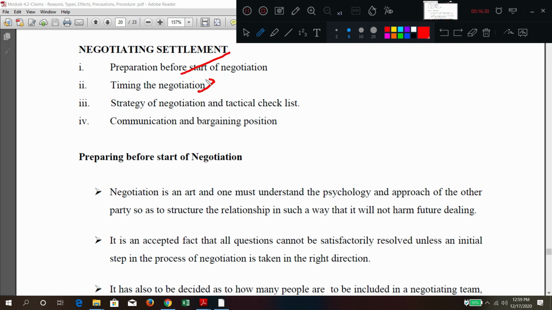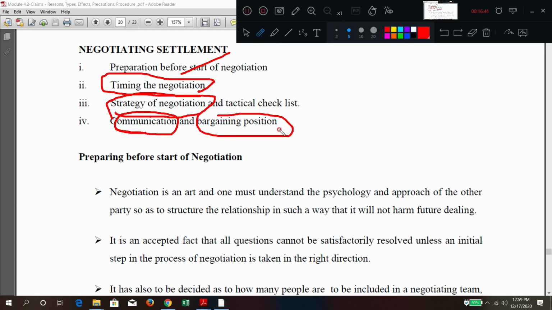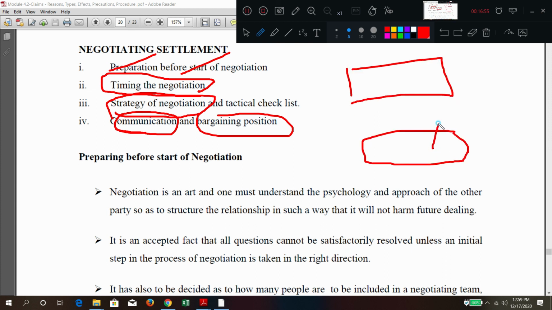You have to take a meeting and fix the timing for the meeting to negotiate. Last, you have to adopt a strategy, and communication and bargaining have to be there to arrive at in-between rates. This is the negotiation settlement. After submitting the claim, you go for negotiation. The client person and the contractor person will sit for a meeting. This meeting is called the negotiation settlement meeting. In that, the contractor will ask for a timing to go there. Strategy means: first, what point should be taken, and second, what.